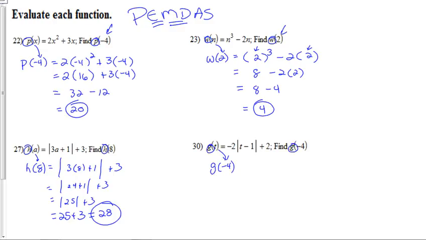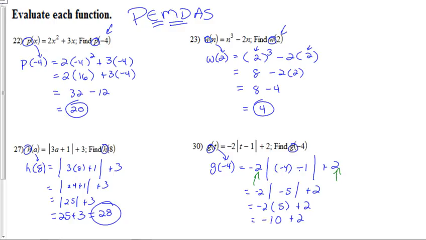Again, function g. We're replacing t with negative 4. So here's where t was. Again, these two things on the outside of the absolute value, we're going to wait to do after we do the absolute value. So let's plug negative 4 in where t was. You end up with negative 4 minus 1, that's negative 5. The absolute value of negative 5 is 5. So we'll change those, they become parentheses then because it's multiply. Negative 10 plus 2 ends up being negative 8 for an answer.